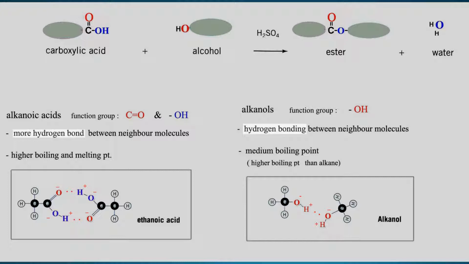Now let's look at the alkanoic acid, which has a C double bond O and a single bond OH. And they form more hydrogen bonds between neighbor molecules. Look at this, C double bond O and a single bond OH. Another molecule, C double bond O with a single bond OH. And it forms more hydrogen bonds than the earlier example. So they form more hydrogen bonds and have a higher boiling point.